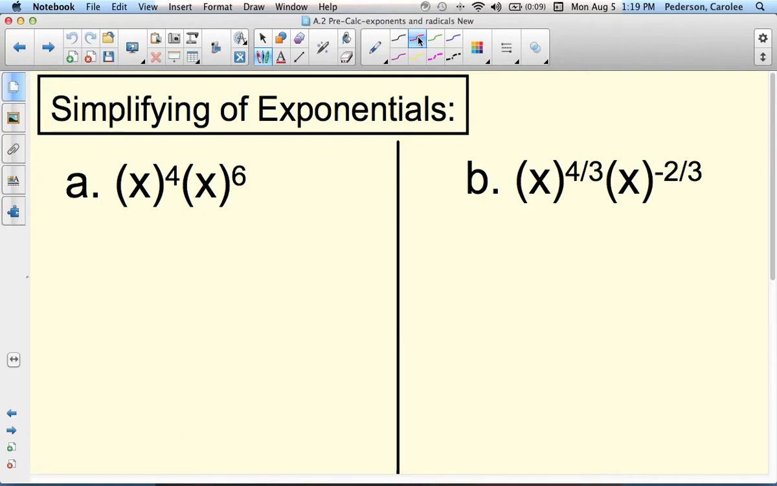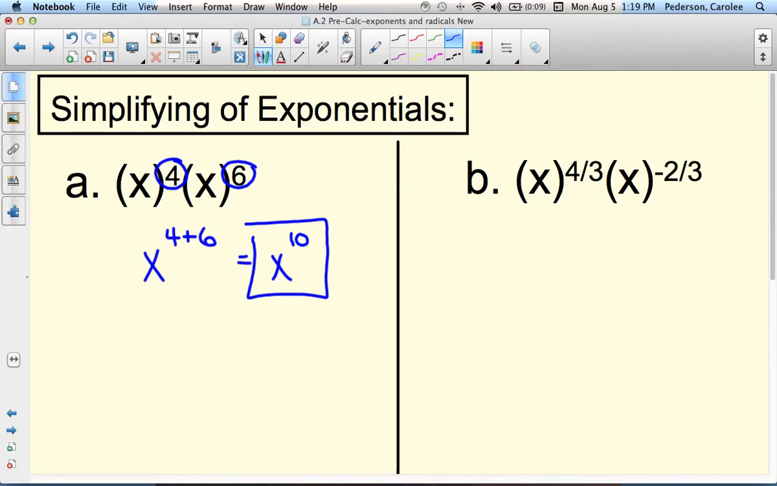We have x to the fourth and x to the sixth. Notice that they are the same base. They both have a base x. So the rule is you can go ahead and add these exponents. So we would add 4 and 6 together. So it's x raised to the 4 plus 6, which is x to the 10th.